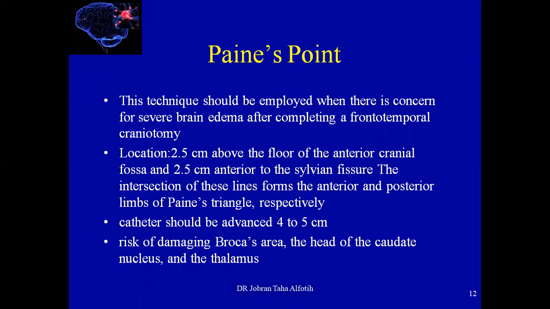So we have also Paine's point. Paine's point is employed when there is a concern for severe brain edema after complicating a frontotemporal craniotomy, and the location is 2.5 centimeters above the floor of the anterior cranial fossa and 2.5 centimeters anterior to the Sylvian fissure. The intersection of these lines forms the anterior and posterior limbs of Paine's triangle, and the catheter should be advanced 4 to 5 centimeters. Paine's point has a risk of damaging Broca's area, the head of the caudate nucleus, and the thalamus.